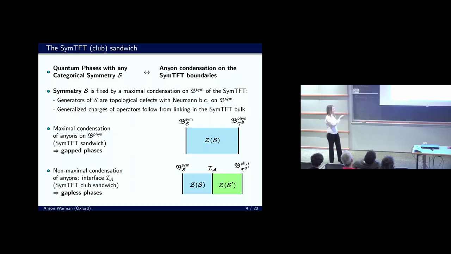So we fix the symmetry boundary of the SymTFT by picking a maximal set of such anyons, and then the ones that are not in this algebra, but braid non-trivially, would then project and generate our symmetry. Then once we fix the symmetry, we can change the physical boundary of the SymTFT and get various gapped and gapless phases. The gapped phases are obtained by picking a maximal algebra here, whereas the gapless ones are obtained by performing a non-maximal anyon condensation and will give us an interface between Z of S, our starting topological order, and the reduced one, Z of S prime.